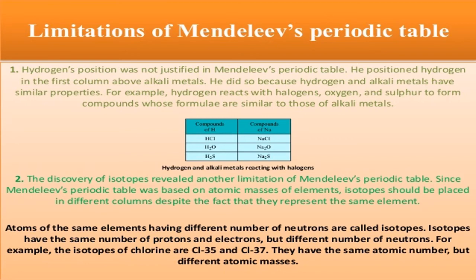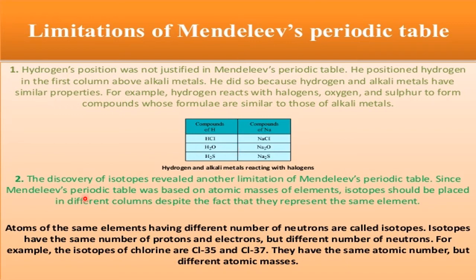They are called limitations. So the main limitation is what? Hydrogen's place was not fully justified because hydrogen is a double role element. Sometimes it behaves like a halogen, like chlorine, bromine, iodine. Sometimes it behaves like the alkali metals, extreme left side. So where to place it? He was not in a position to place hydrogen exactly. So that was the confusion, and he left it as it is. Today, where its place is, we will discuss later.